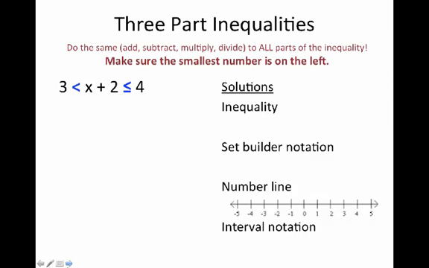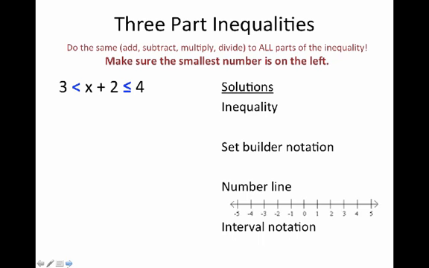Three-part inequalities, these look a little bit different. We never do equations like this. We never put two equal signs in an equation, but we do put two inequalities to create three-part inequalities. We're going to do the same thing though. We're going to add, subtract, multiply, or divide to all parts of the inequality. You want to end by making sure that the smallest number is on the left. Let's show you what I mean.